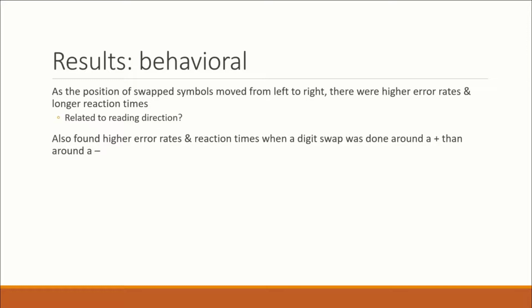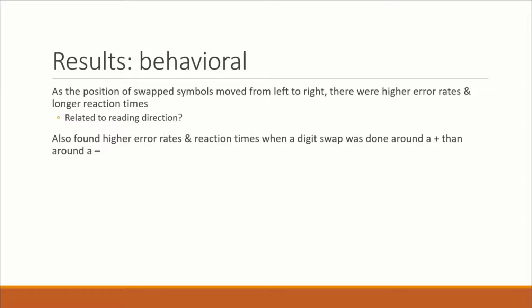Interestingly, as the position of swapped symbols moved from left to right, there were higher error rates and longer reaction times. The authors guessed that this could reflect the reading direction of the participants, since French, like all Romance languages, is read from left to right. But a similar experiment should be done in participants that are literate in a right-to-left language, like Arabic, in order to see if this is the reason.